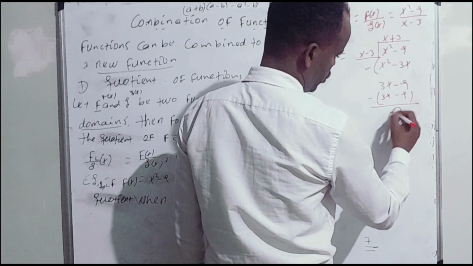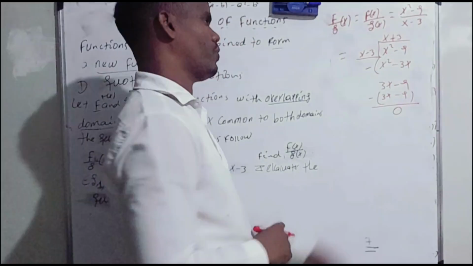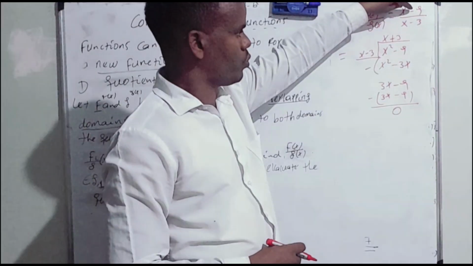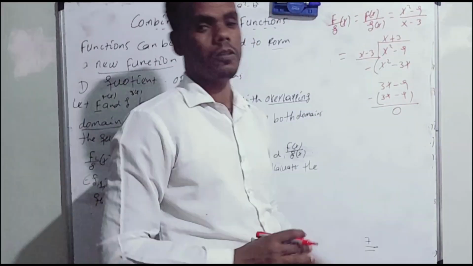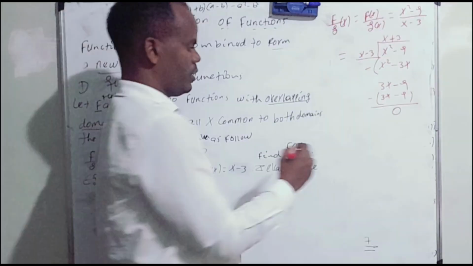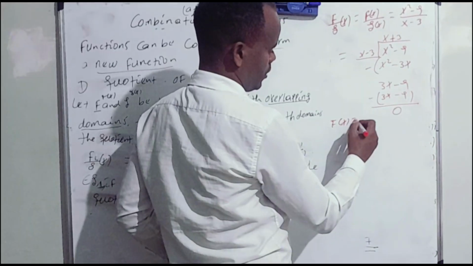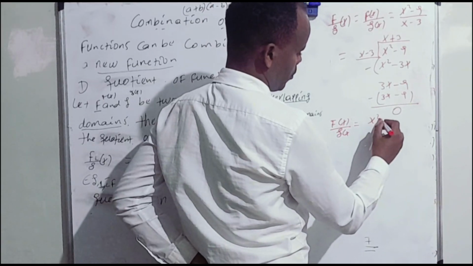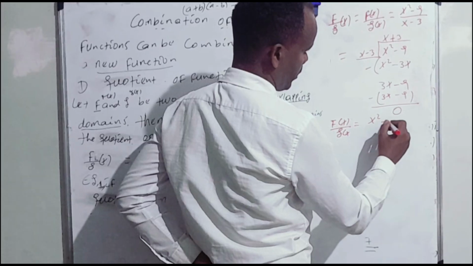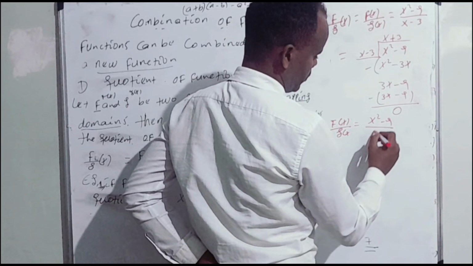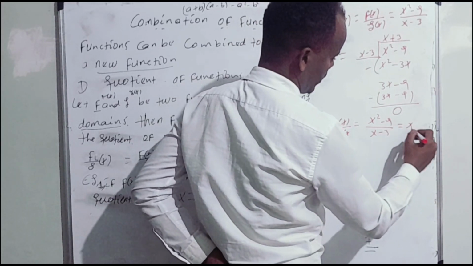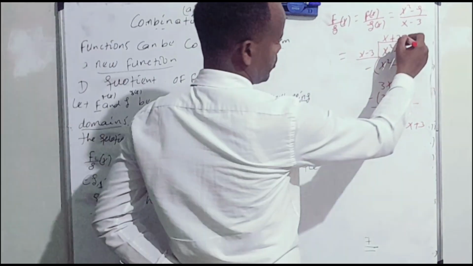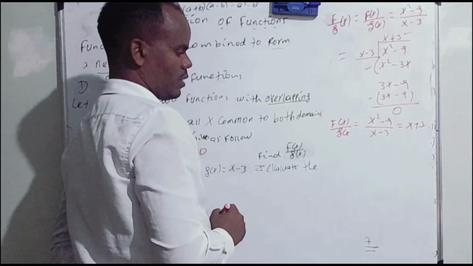The remainder is 0, which means x minus 3 is a factor of x to the power of 2 minus 9, that is, x to the power of 2 minus 9 is a multiple of x minus 3. So f over g of x is equal to x to the power of 2 minus 9 over x minus 3, which gives x plus 3.